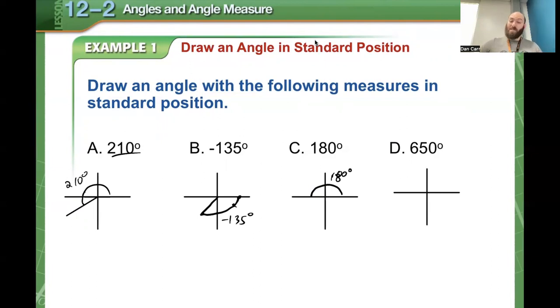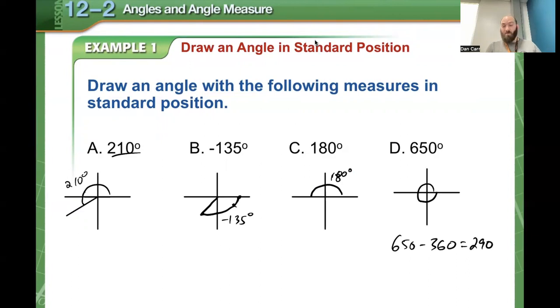650 is a little bit different and very interesting. Notice that 650 is past 360 degrees. If I go one complete circle around, that's 360. But we want to go further than that. So it might help with this: I'm going to take 650 minus 360. I do that real quick and I get 290.